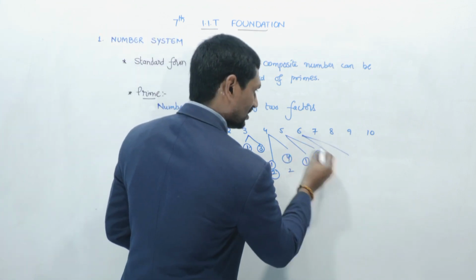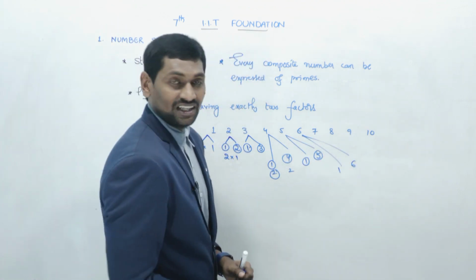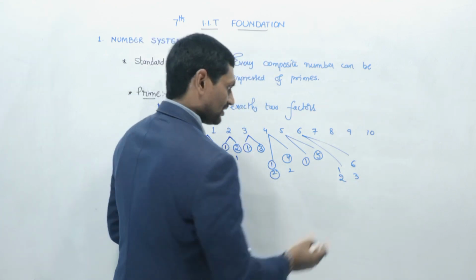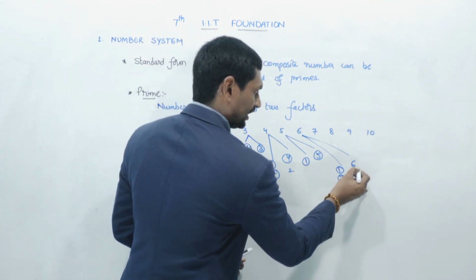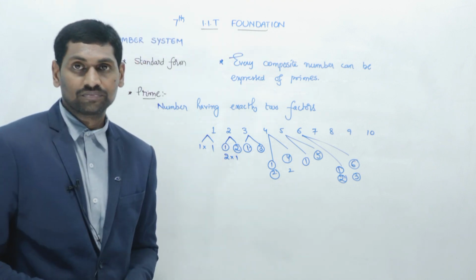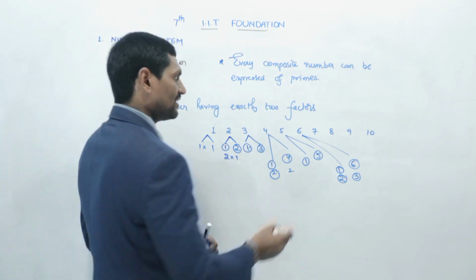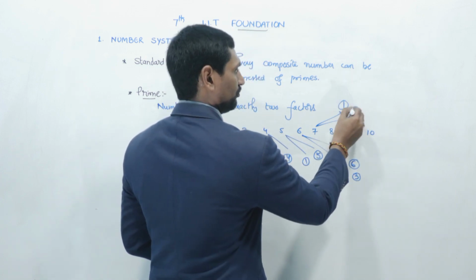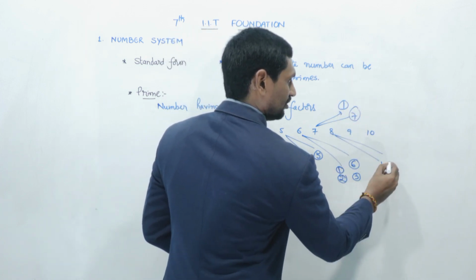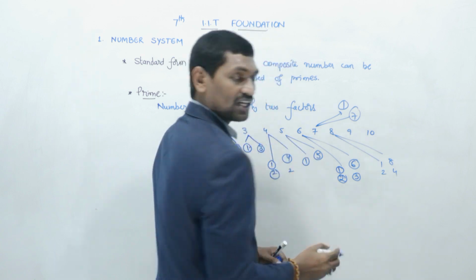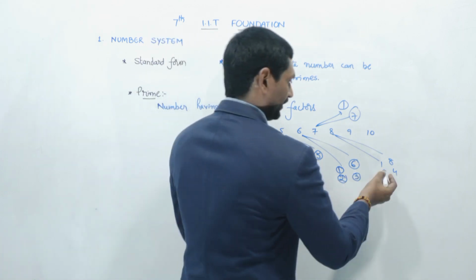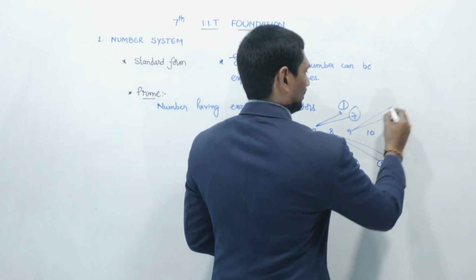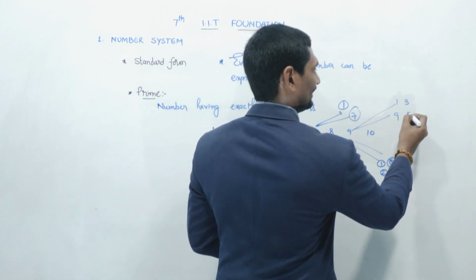Coming to 6, 1 6s are 6, 2 3s are also 6, 3 2s are also 6, right? So 1, 2, 3, 6, 4 factors. 6 has 4 factors. 7, 1 7s are 7, only 2 factors. 8, 1 8s are 8, 2 4s are 8, 4 2s are 8. Now it is repeating, so we can stop. 4 factors.